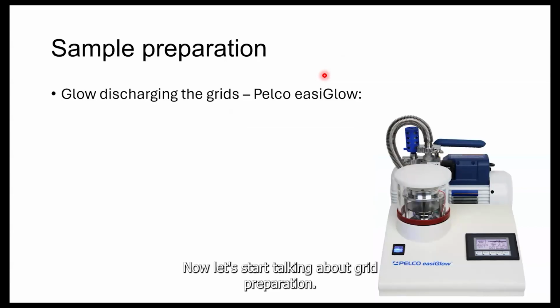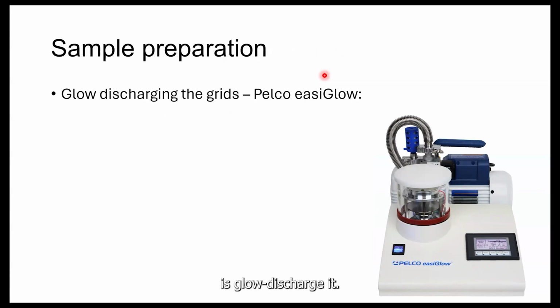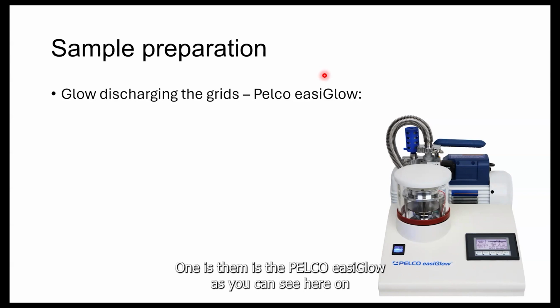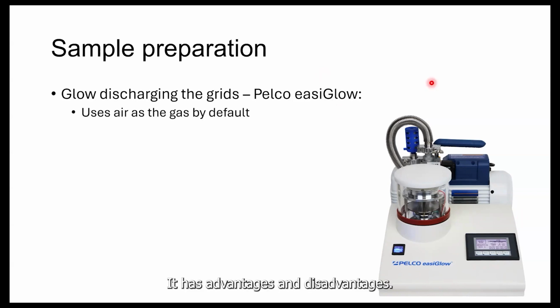Now let's start talking about grid preparation. The first thing we need to do when you use a grid, any grid, is glow discharge it. We have two main devices in our facility. One of them is the Pelco Easy Glow, as you can see here on the right side. It has advantages and disadvantages. One of them is that it uses air as the gas by default.